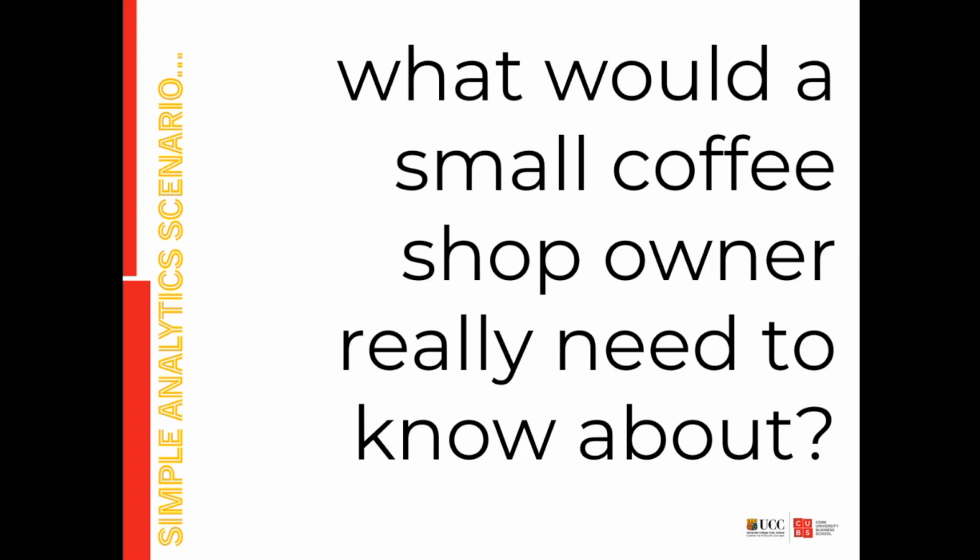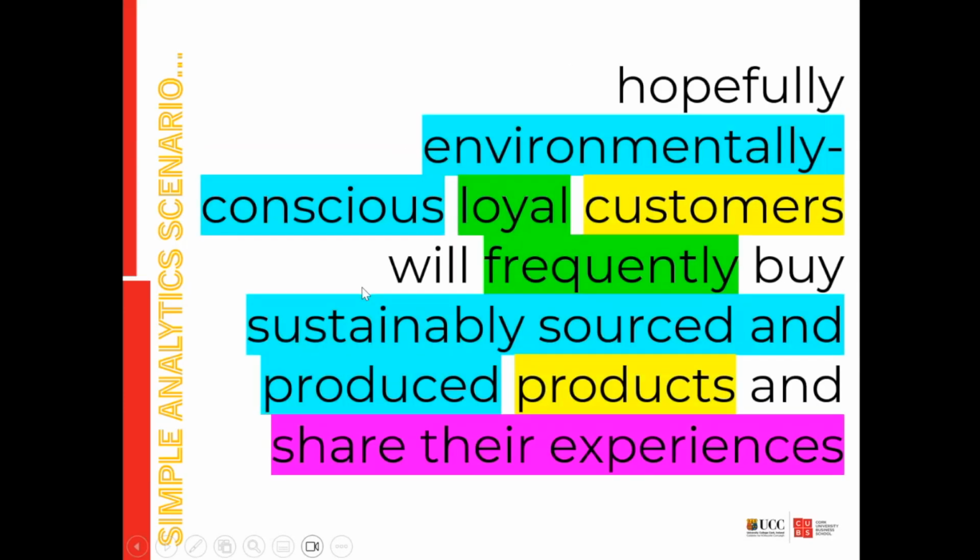So again, if we look at maybe what a small coffee shop owner might really want to know about, perhaps, and I'm working this sentence up a little quickly, but perhaps they might be interested in customers buying their products. They may be environmentally conscious. They may be loyal customers. They may buy frequently. They may want products to be sustainably sourced and produced, and they may want to share their experiences that they have within the coffee shop. Again, we can scale back a lot from that particular sentence or statement of what we might be interested in, and just say that it's about customers and it's about products.